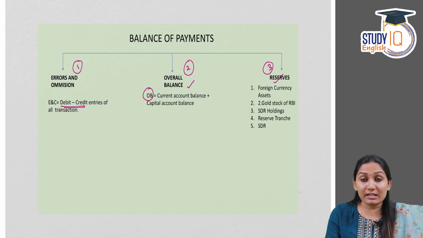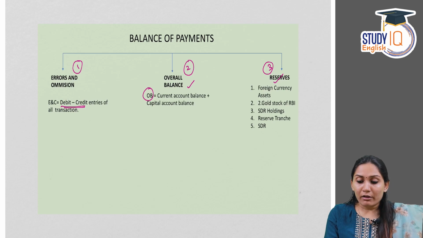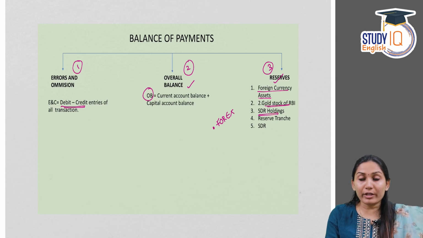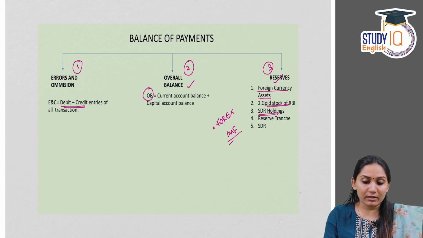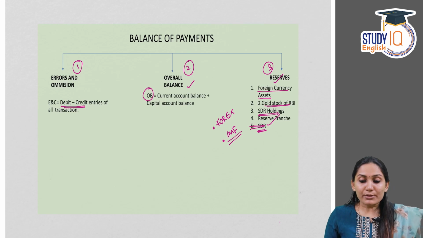And the reserves. Reserves includes foreign currency assets, that is forex reserves, then the gold stock of RBI, the special drawing rights holdings, SDR of the country with the IMF, then reserve tranche and the SDR. So all these together make up the reserves, and these are the other components of balance of payment other than the capital account and current account.